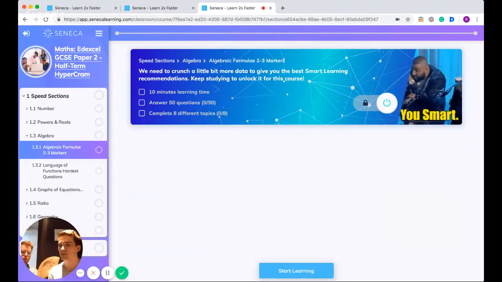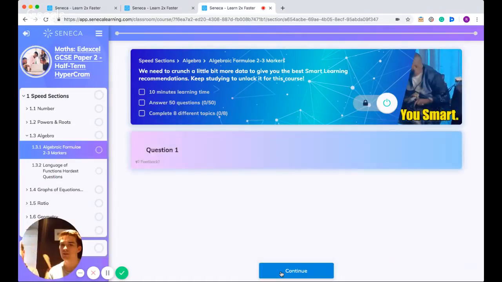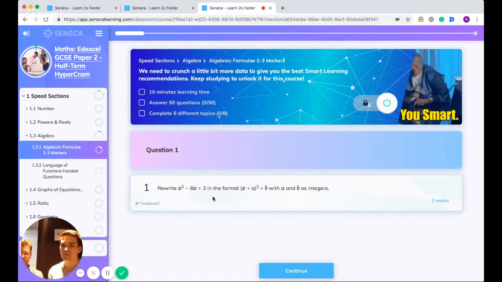Let's do some algebra. We love a bit of algebra up here at Seneca. Right, so the question is: rewrite x squared minus 8x plus 3 in the format (x plus a) squared plus b, with a and b as integers. A classic question, I think you'll agree, John.